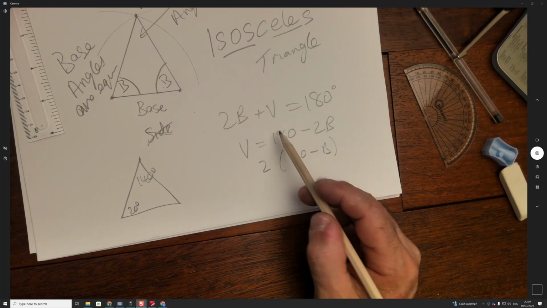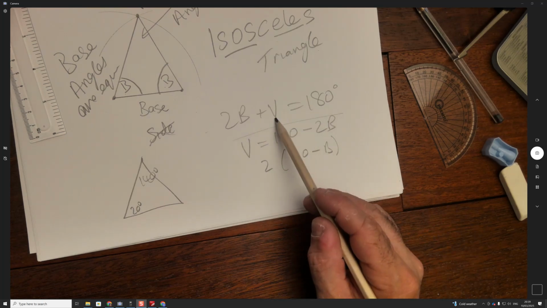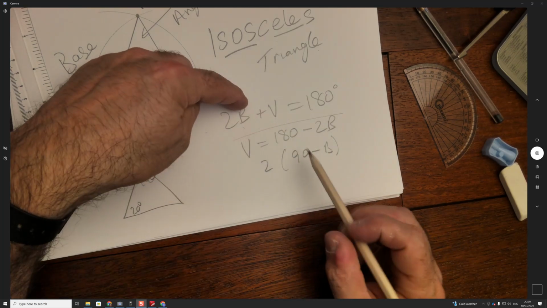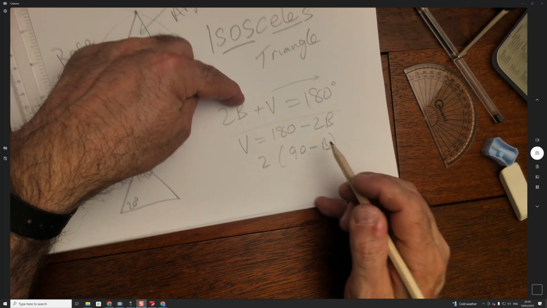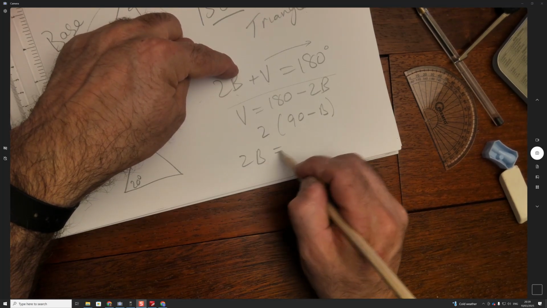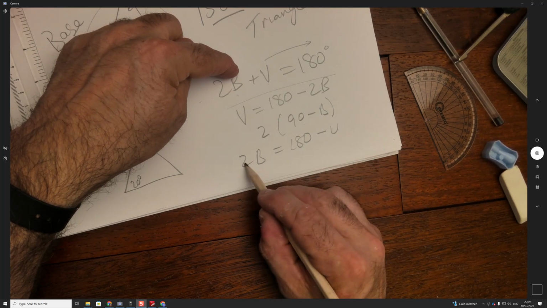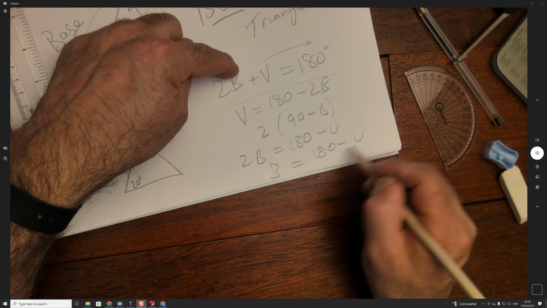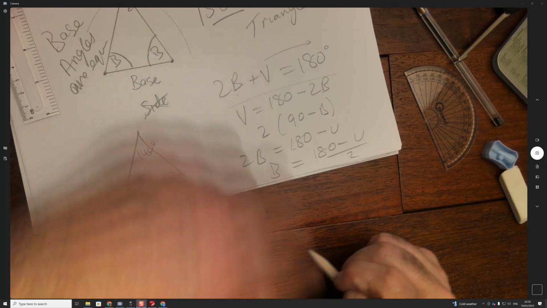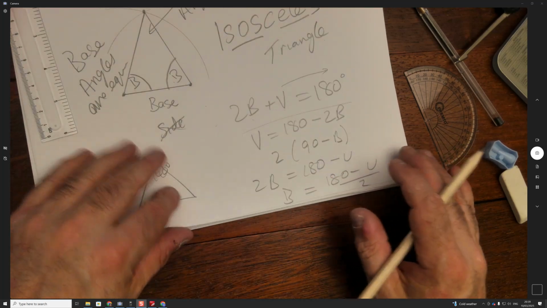The other thing we could do here is, and this is good solid algebra, here we made V the subject, and now we're going to make B the subject. How do we make B the subject? We're going to transpose the V term, get 2B equals 180 minus V, and now we're going to divide down the double factor. So B equals 180 minus V over 2. Okay, and we'll be using that as we go forward into the textbook.